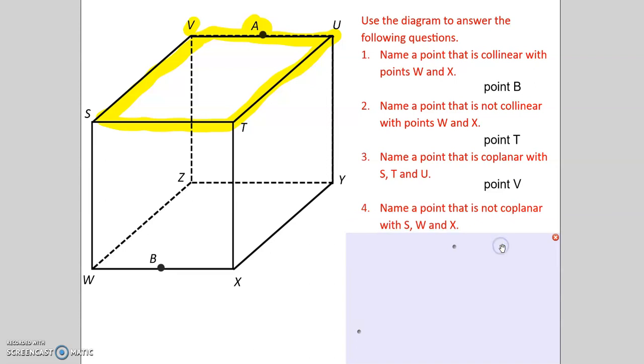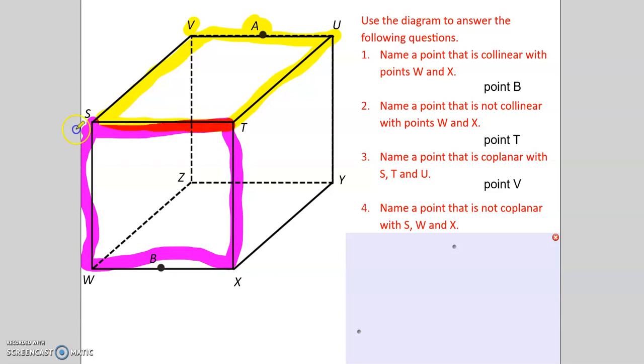Next question. Name a point that is not coplanar with SWX. So let's highlight that plane. I just go through them. It's like connect the letters. SWX. Then I realize it's this plane we're talking about. So name a point that is not on this plane. Point U, all the way over here. Okay, makes sense. The visual with the coloring really helps, guys.